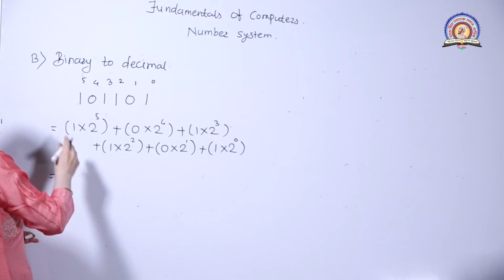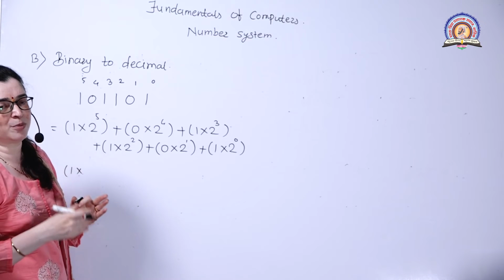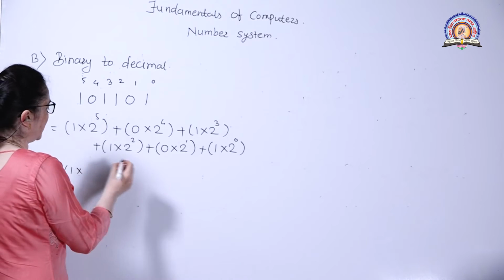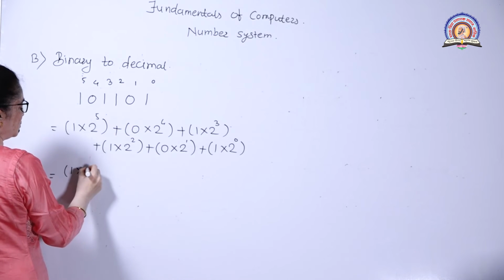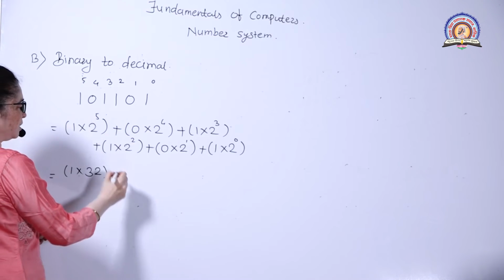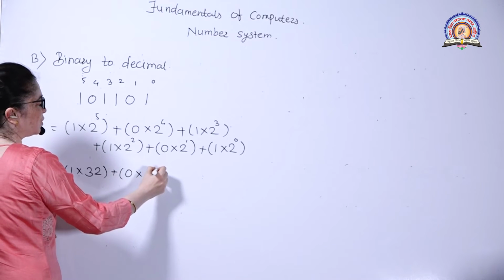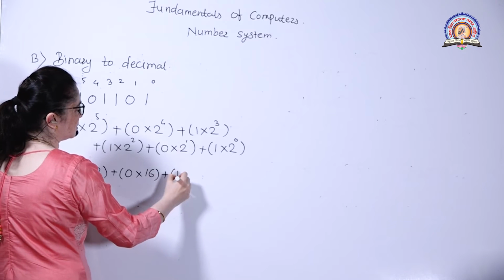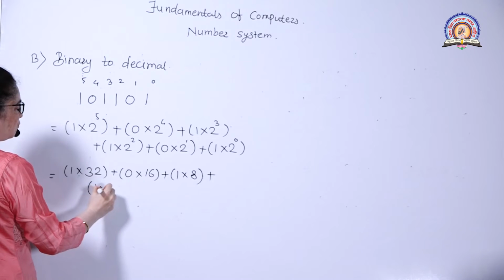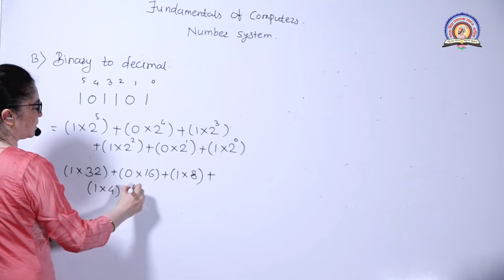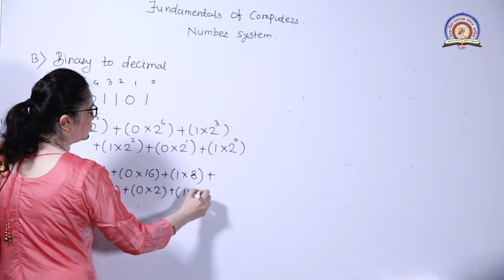Now write down the multiplication and powers. 1 into 2 raised to 5 means 2 multiplied by 2 multiplied by 2, 5 times. We will get 2 twos are 4, 4 twos are 8, 8 twos are 16, 16 twos are 32. 1 multiplied by 32 plus 0 into 2 raised to 4. 2 raised to 4 is 16 plus 1 into 2 raised to 3 is 8 plus 1 into 2 square is 4. 0 into 2 raised to 1 is 2 plus 1 into 1.